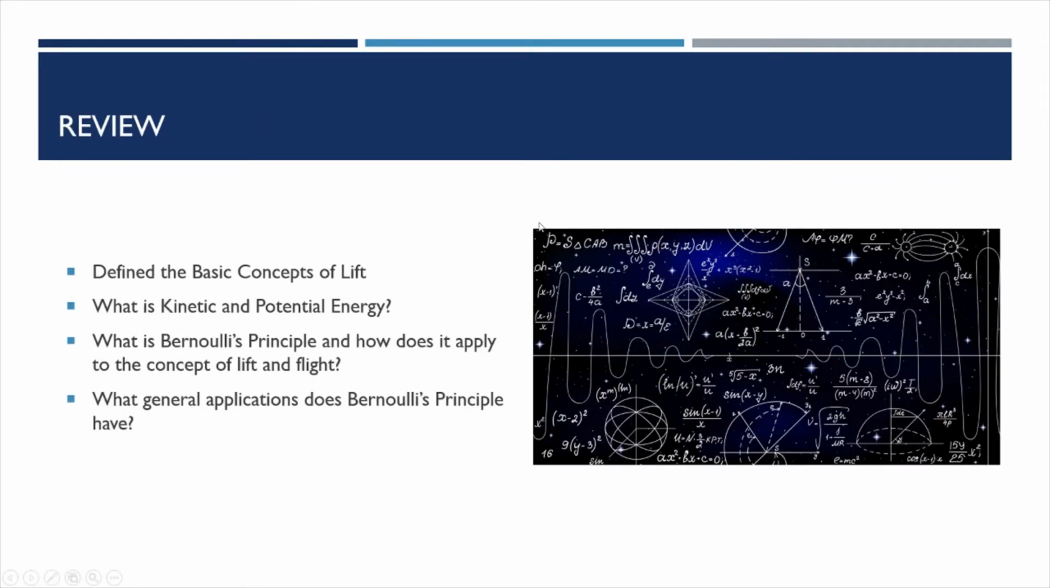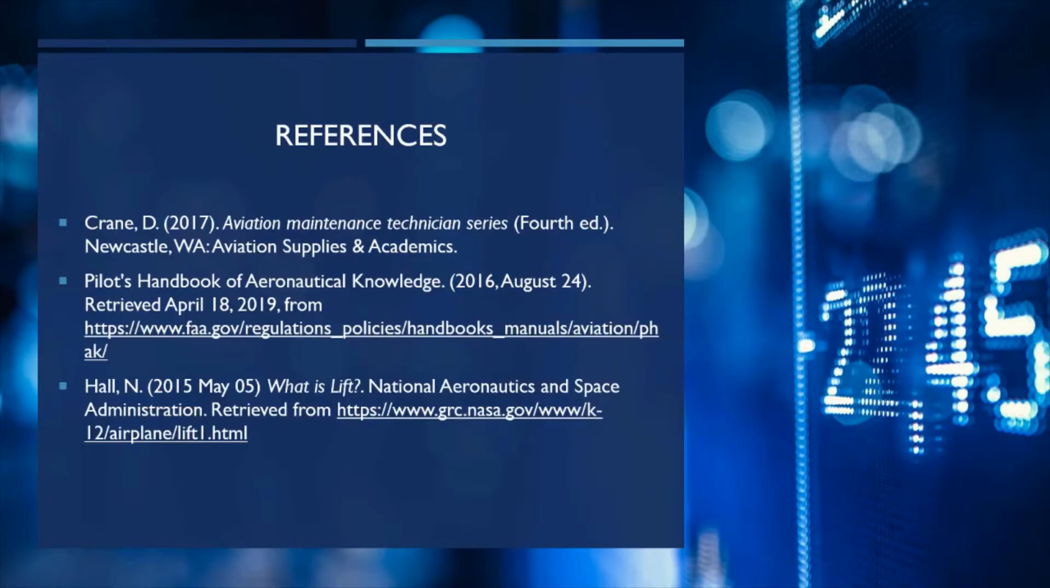So in total, some of the things that we've talked about are the basic concepts of lift. We've talked about kinetic and potential energy and how those are some of the basic factors that take part in Bernoulli's principle. Bernoulli's principle itself and how it works in the concept of lift and flight. So the areas of high and low pressure that help us generate lift on the wing foil, and how it creates thrust through the concept of the jet turbine engine. And what practical applications does Bernoulli's principle have? We took a look at a potential use for how it works with spray cans and other things in everyday life. So overall, these are the references here.